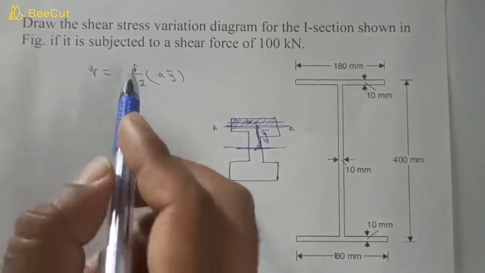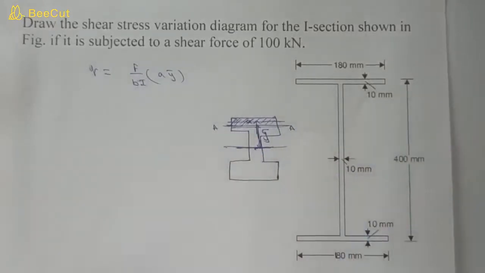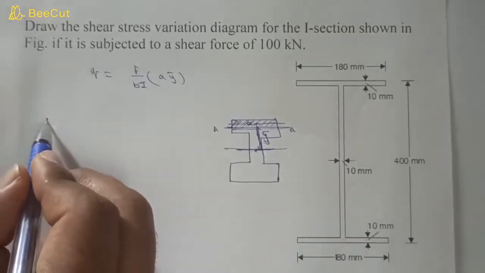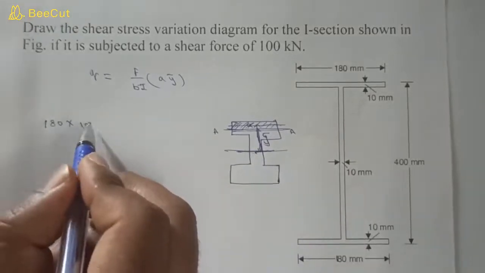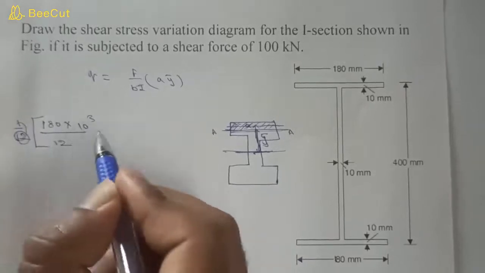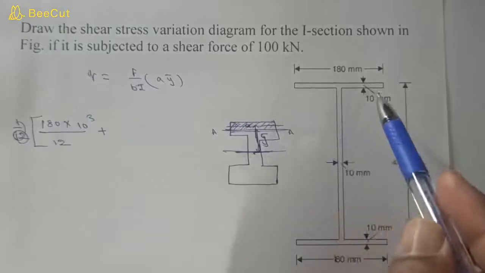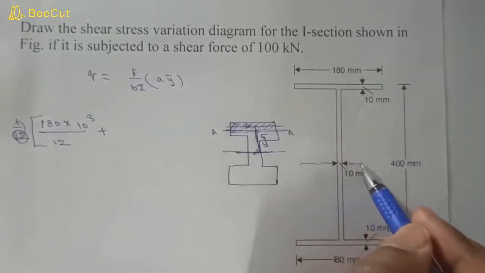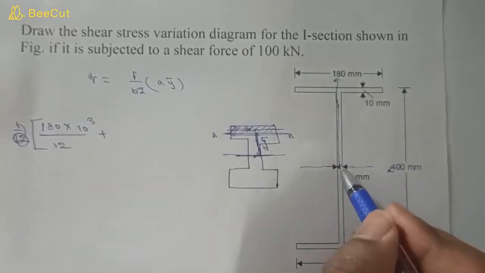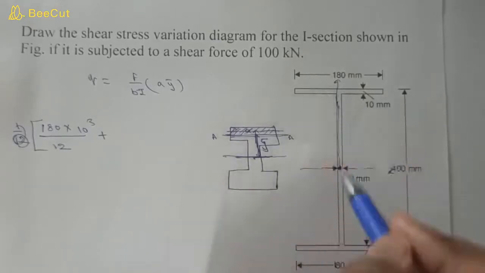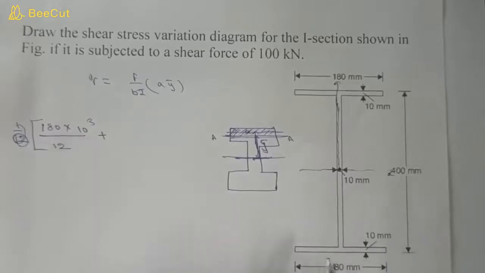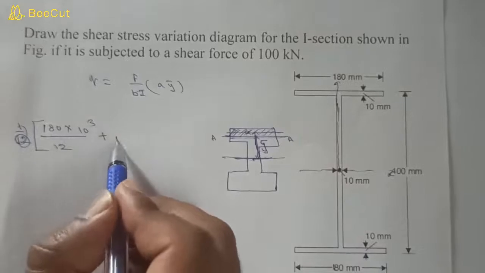Now, for calculating with this formula, we first have to find the moment of inertia of this cross section. First we find BH cube by 12. Suppose this is the X axis and this is the Y axis; across this origin the section is symmetrical, so its neutral axis or centroid will be at the middle of the I cross section. To calculate the moment of inertia of the flange, we use the parallel axis theorem: BH cube by 12 plus area into distance squared.